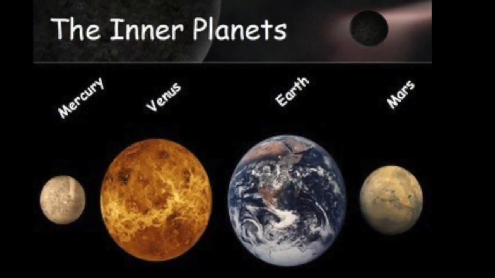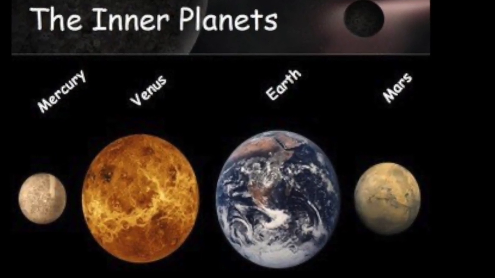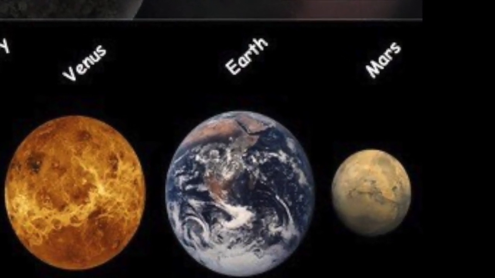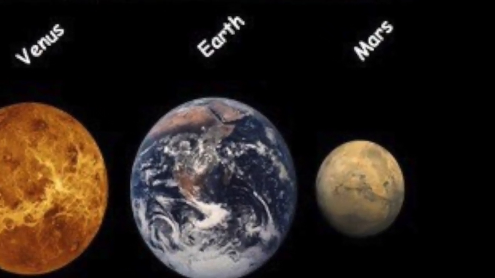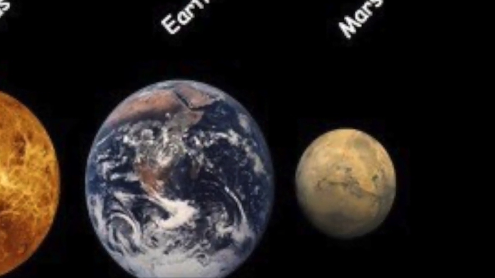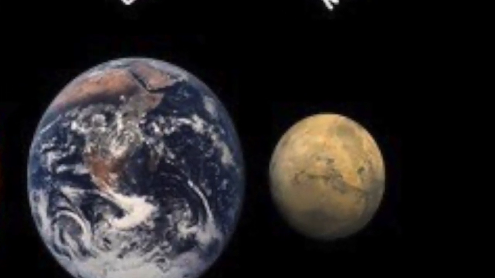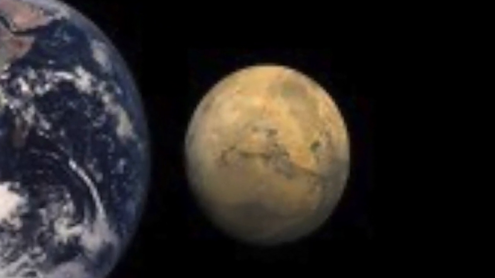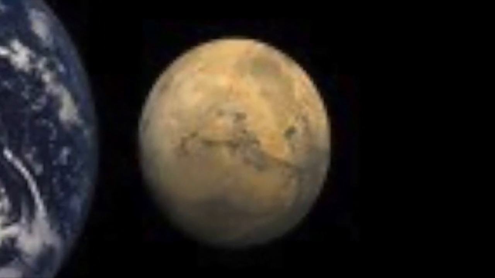Our last inner planet is Mars. Sometimes you can see Mars in the night sky. Mars is known as the red planet because of its red rocky surface. Giant dust storms often cover the entire planet, forming huge sand dunes. Mars, like the other inner planets, has many volcanoes.